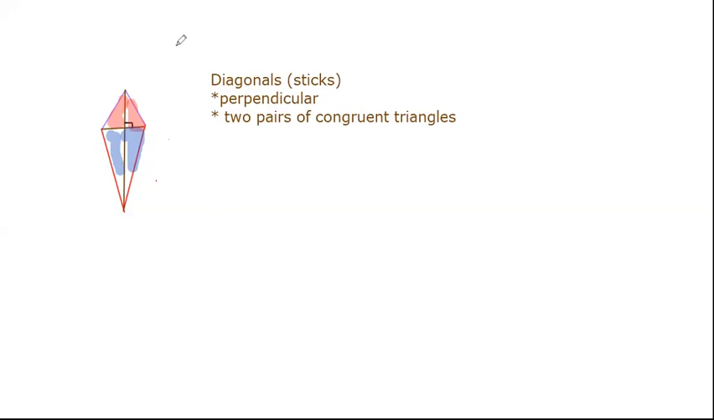So in a kite, what you know is this angle equals this angle, and this angle equals this angle. And what did we learn about the diagonals of all of these parallelograms? The diagonals bisect those angles. So don't forget that when we're looking at them, they bisect the angles, so they cut them exactly in half.